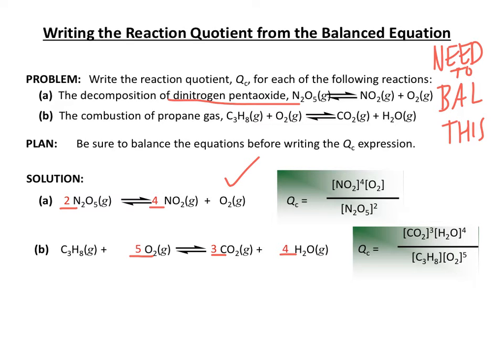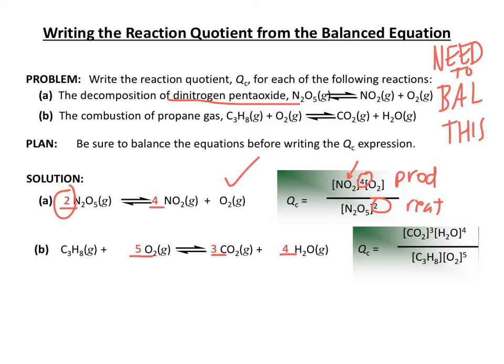We have products. So nitrogen dioxide is a product, and it has a coefficient of 4, so we have 4 as the exponent, times the concentration of oxygen. Divided by, so remember, products over reactants, students always mess this up, so don't be that guy. We have dinitrogen pentoxide as a reactant. There's a coefficient of 2 in front of it, so we have 2 in the exponent. So now that's our reaction quotient for part A.